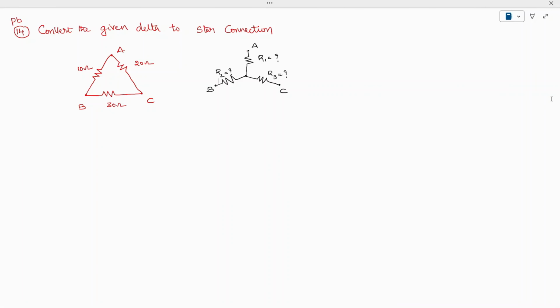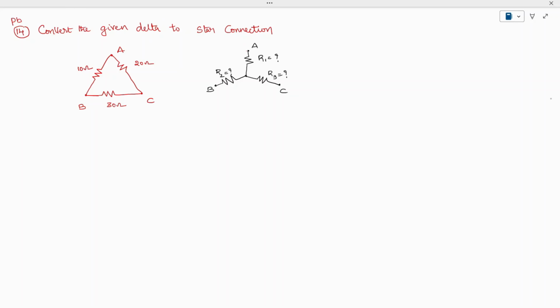Today we are going to solve this problem. Convert the given delta circuit into a star connection. So the process involved here is, we need to find out the R1 value, R2 value as well as R3 value. So here I am drawing those values.